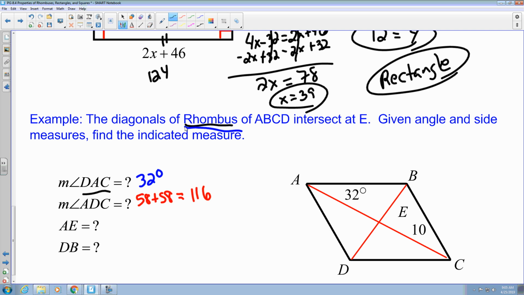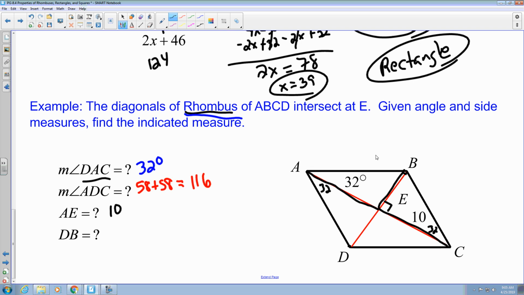To look at the side measurements, they want us to find the value of AE, which is right here. Well, they're telling us that EC is 10, so this is also going to be 10. DB is the distance from here to here. We don't know what that is, but we know that this is a right angle. We know this right here is 10, and since this is 32, this is also 32. We have our trig ratios to help us find that value. So we have 32 degrees, that's opposite over adjacent. So the tangent of 32 equals opposite, which we don't know, so we'll call it x, over 10, which is the adjacent.